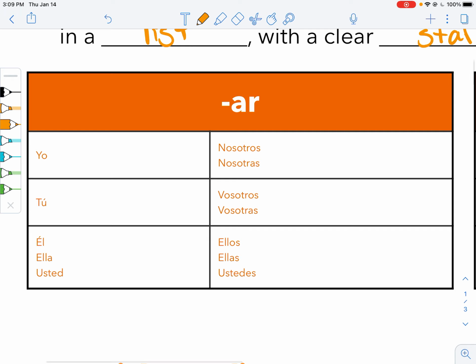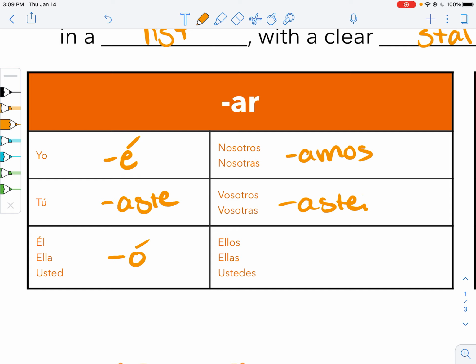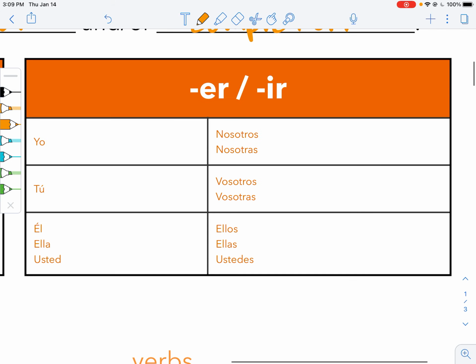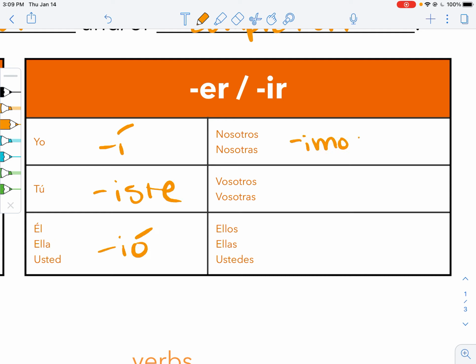Regular AR endings in the Preterite are é, aste, ó, amos, astes, and aron. Regular ER and IR endings are the same as each other, giving us í, iste, ió, imos, istes, and ieron.